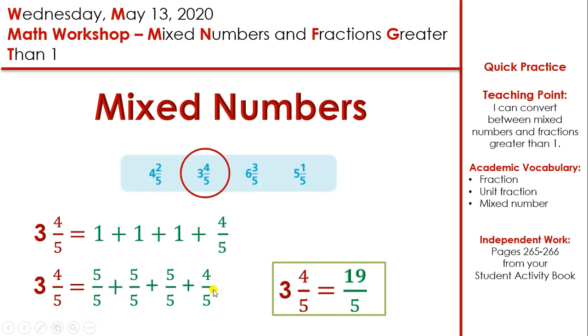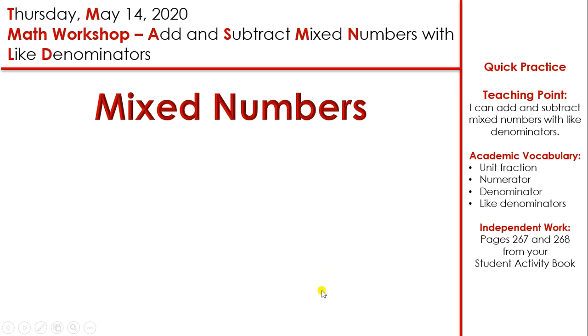Then at last, what we're going to do is add a like denominator addition right here. So we have the same denominator across, so it stays the same. And the only thing that we're going to do is add all the numerators together. That is 5 plus 5, 10, plus 5, 15, plus 4, 19. And that way, we convert our mixed number into a fraction.